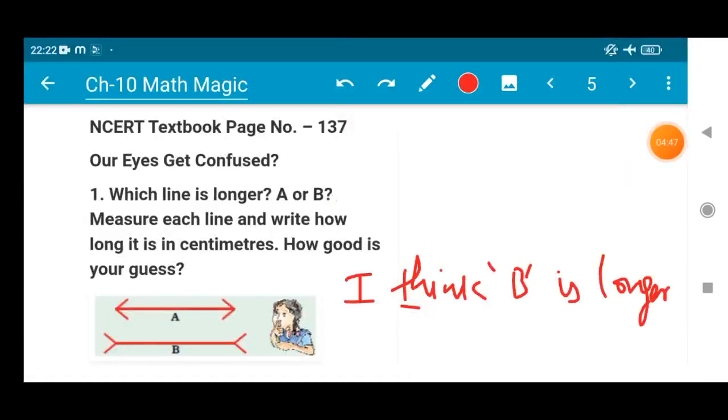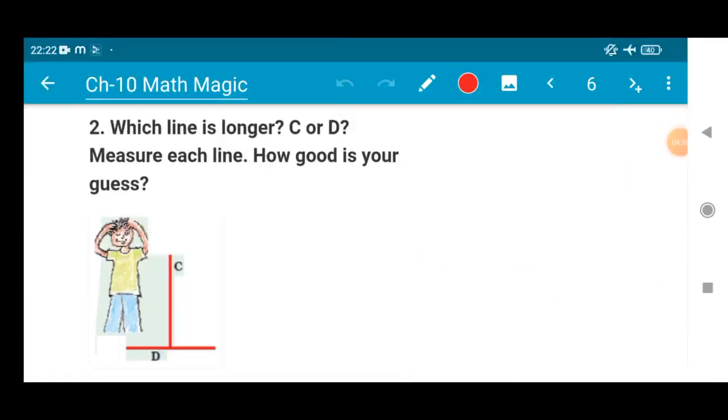Alright, so the next question, the final one for today's session, is which line is longer, C or D? Measure each line. How good is your guess? We have to check that. In my point of view, I think that both the lines are the same. Because from here we will observe that C seems longer, but no, it should not be, because when we make this horizontal line stand vertically, it will be the same.